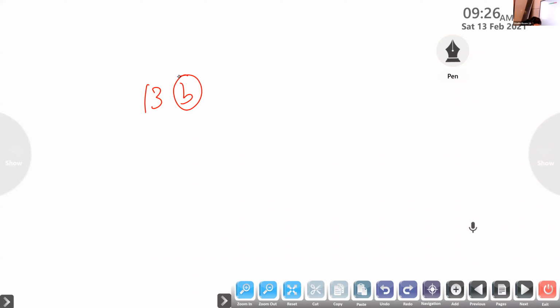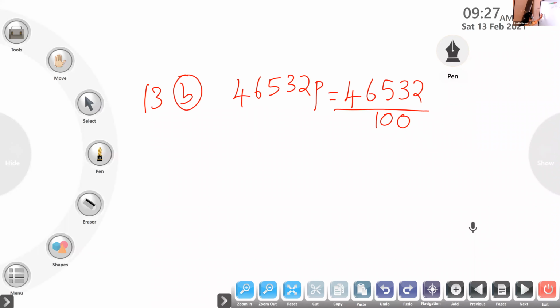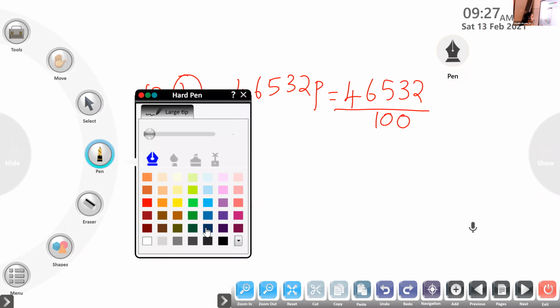13th B. So children, the question is 46532 paise. How we can convert paise to rupees? Paise to rupees. Divide by 100. What did I teach you? What is the easy method? Just move. How many digits?